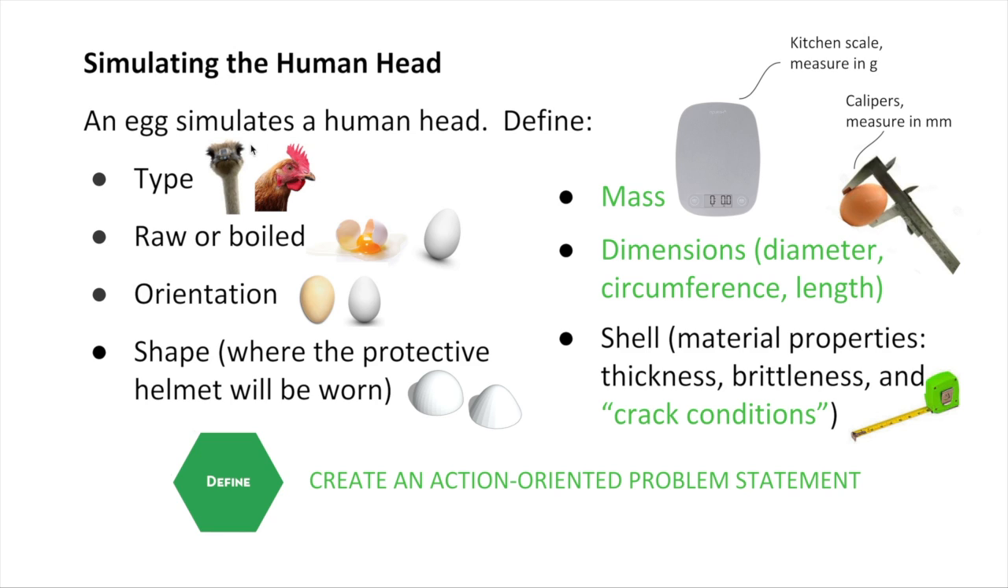So first we need to define, is this going to be an ostrich egg, a chicken egg, or some other type of egg? I'm guessing most of you will lean towards chicken eggs. Will the egg be raw or boiled? I would strongly suggest boiled simply because it will make a lot less of a mess. But it is your choice.